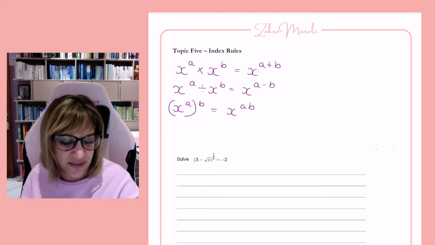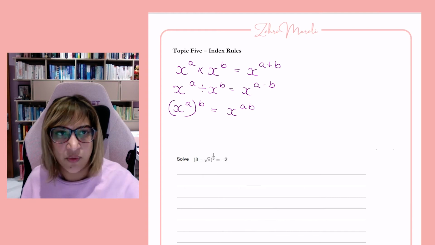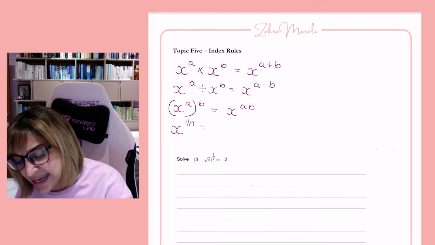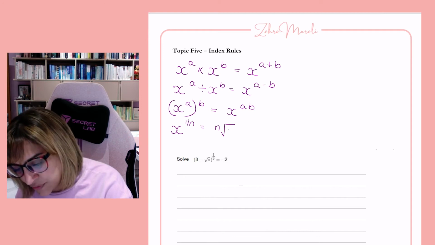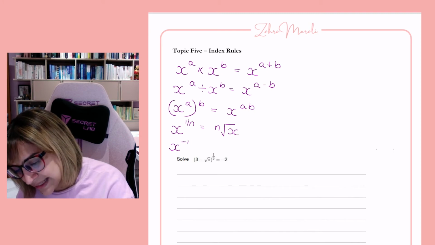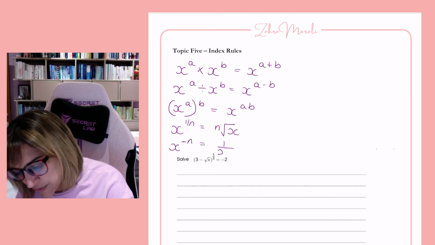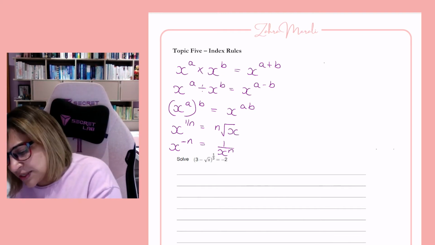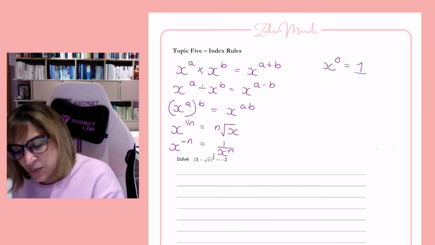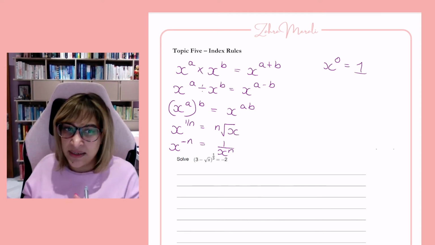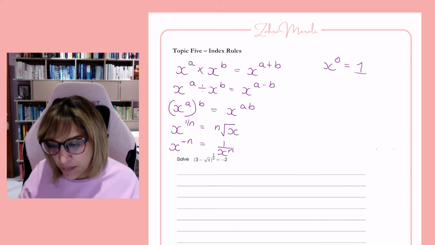And then we come to things that are a bit more complex, where we know that x to the 1 over n will be the nth root of x. And x to the minus n is 1 over x to the n. So we've got our rules. And also always, always, always, x to the power of 0 is always 1. Now, obviously, when we move things to the other side, we're going to do the opposite.